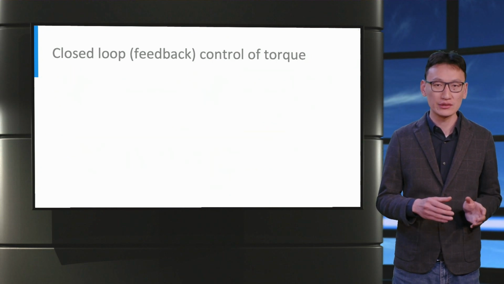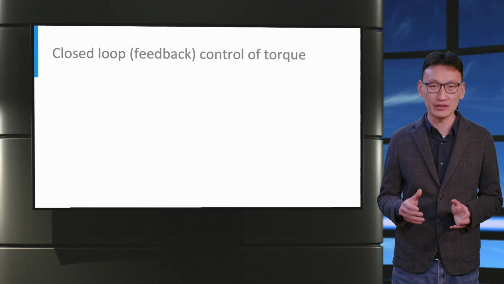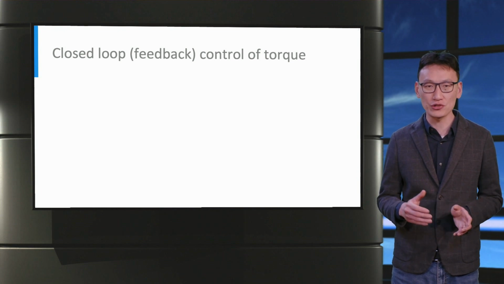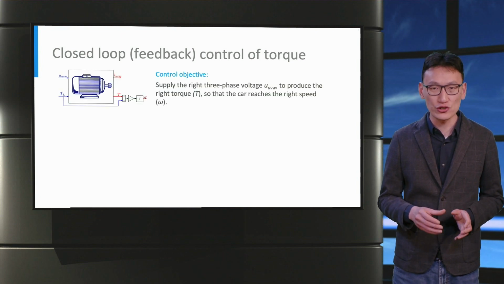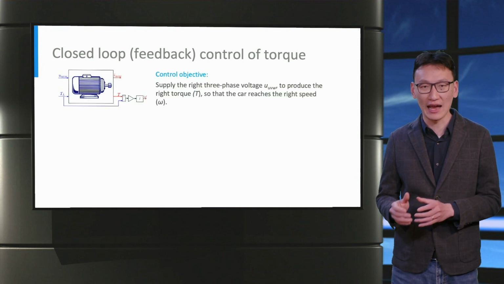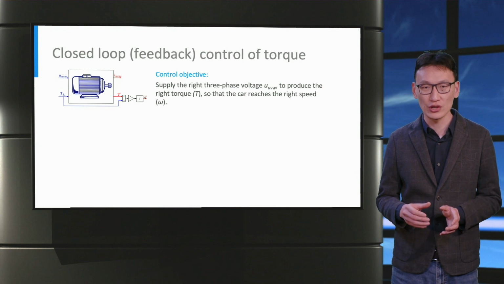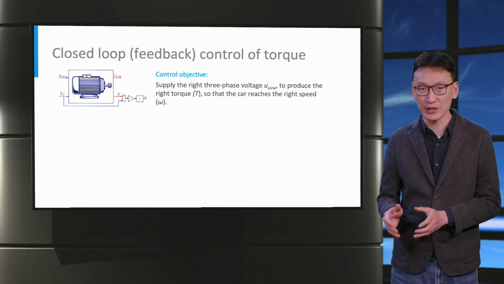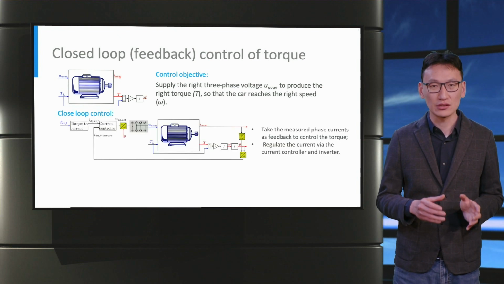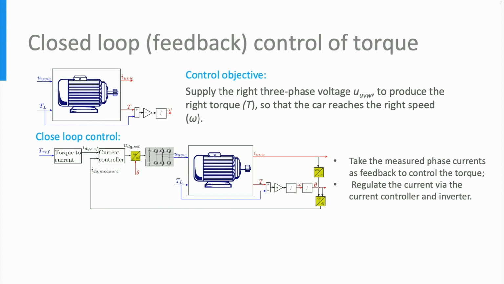To control the output of an electrical machine, a closed loop or feedback control of torque is needed. In EVs, the control objective is to supply the correct three-phase voltage to produce the right torque to attain the required speed. At first, the torque command is translated to dq current references in the controller.